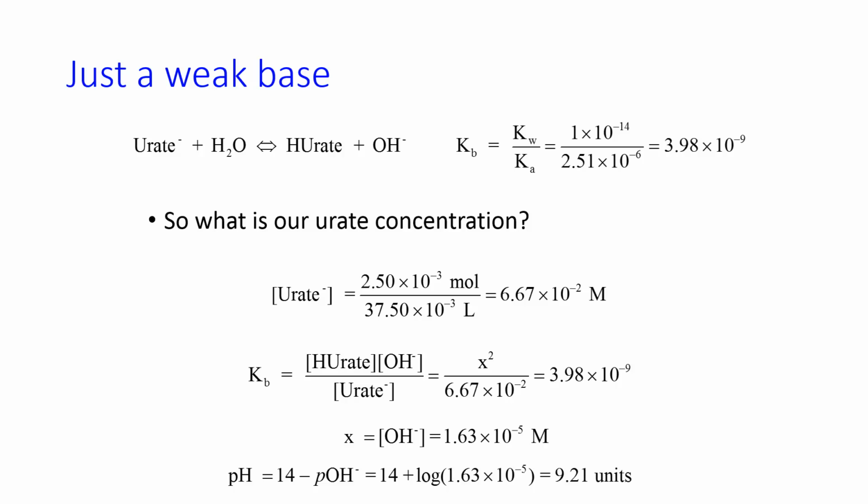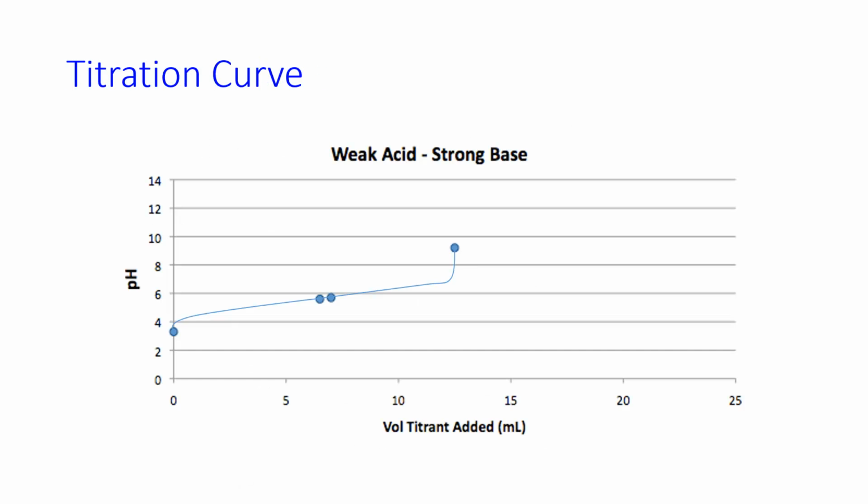In this case, not really significant. You get the same number for the pH either way. But if the hydroxide ion concentration was lower, we would want to take that into account. So at the equivalence point of this titration, our pH is going to be 9.21, higher than 7. Because this is a weak acid titration, not a strong acid titration.